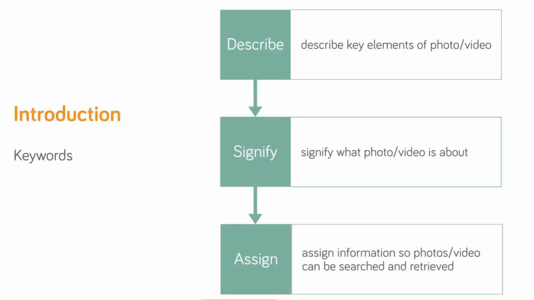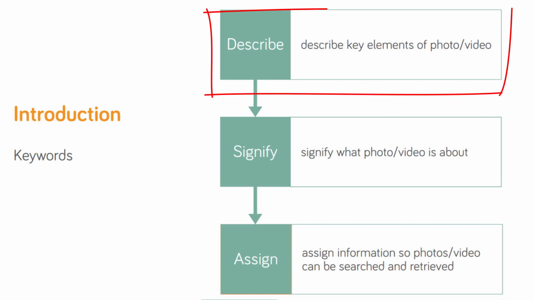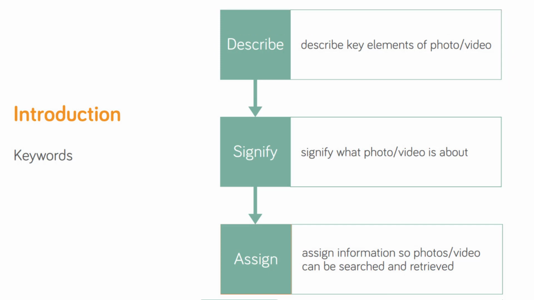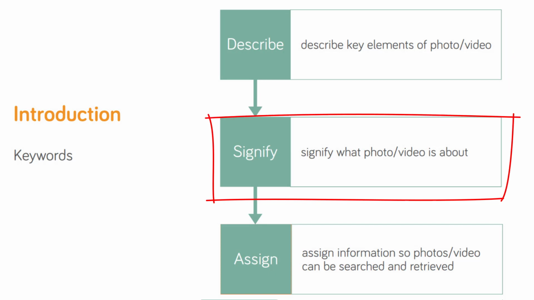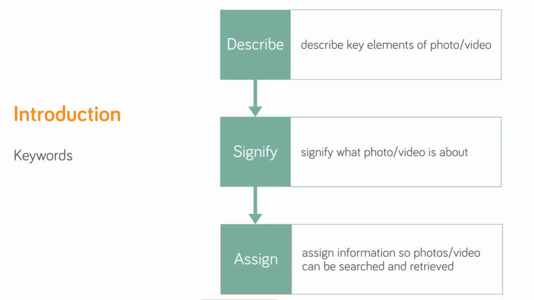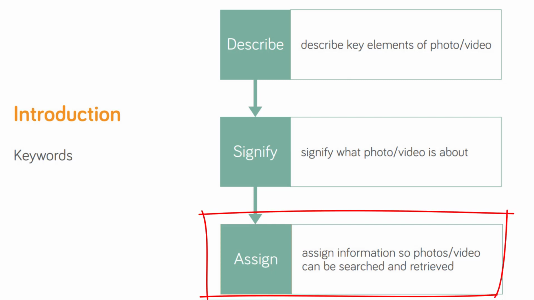So, as I say, this is a brief introduction about keywording. Well, what are keywords? That's probably the first question that you might want to ask me. Keywords describe the key elements of a photo or a video, or they can be text-based files as well. So they describe what we can see happening in the photograph or the video, and these keywords also signify some meaning around those words. So there's added value to the words that we're assigning to this sort of content. The information that is assigned can be searched and retrieved on a digital system.